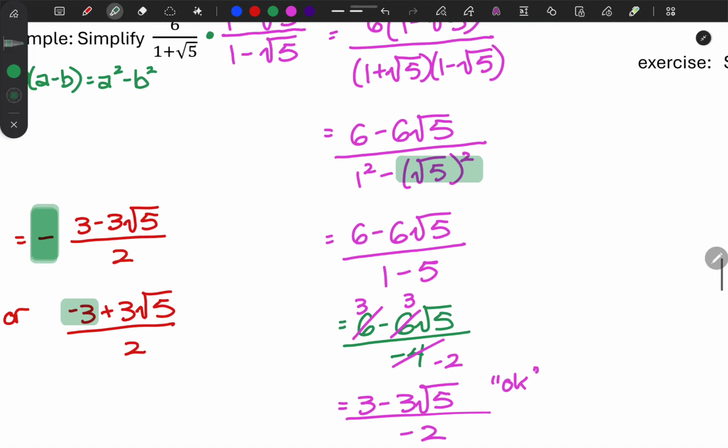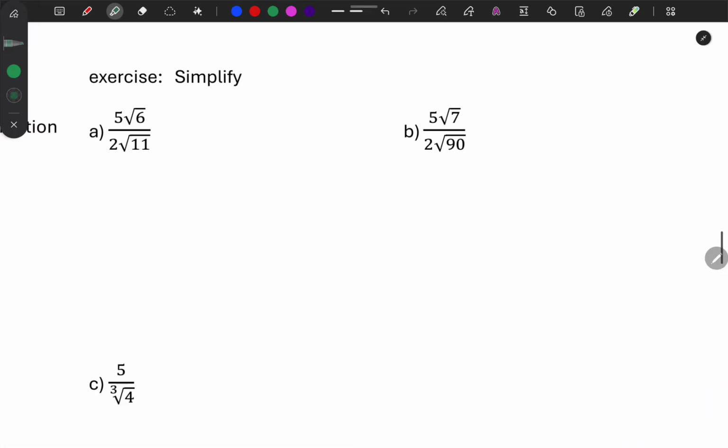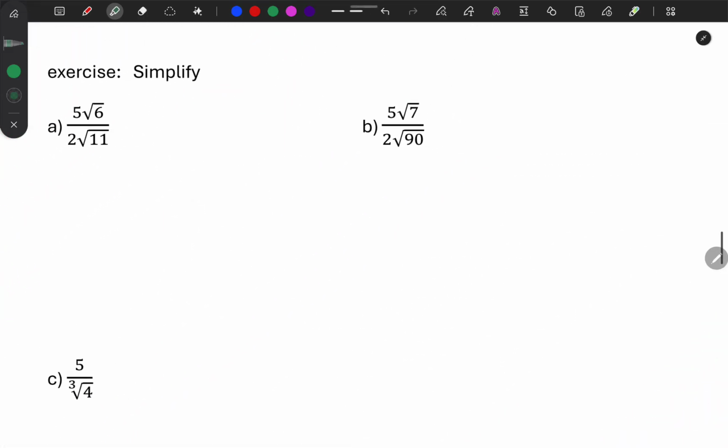Now let's go ahead and try a couple of examples for you. So out of these exercises, you should be able to do A and B fine on your own. You're welcome to try C if you're feeling adventurous. You can pause the video and try the first two, and then come back and we'll go through them together.